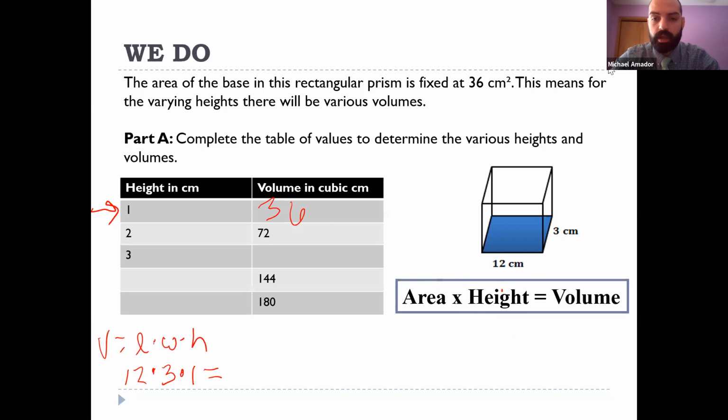And there's another way of also thinking about the volume of this prism. Look at this formula right here, area times height equals volume. Can someone raise their hand and briefly explain to the class how this formula describes volume? How is it that area times height is equal to volume?